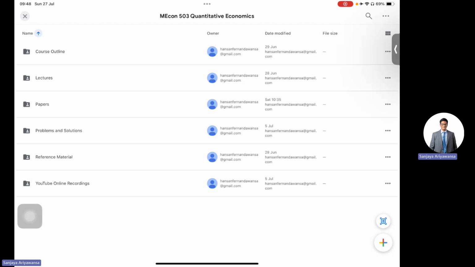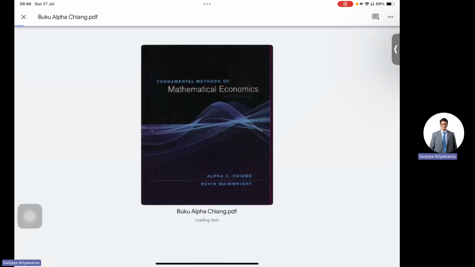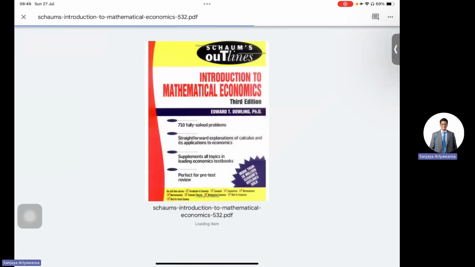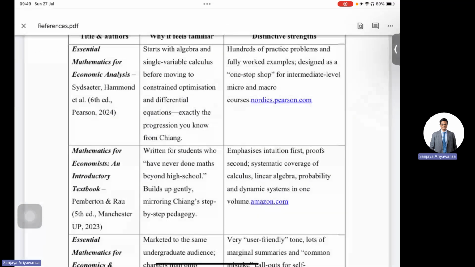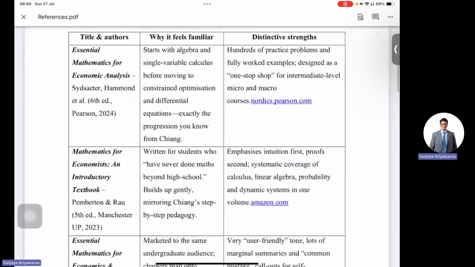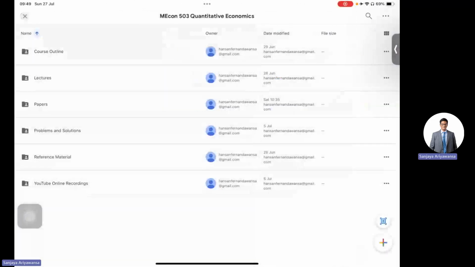And you find problems in the lecture note too. And you can find some problems in the reference material I've given, such as Alpha C. Chang's book. He gives a lot of problems in his book as well. And Schaum's Introduction to Mathematical Economics, that book will also have some. And I've also given another reference material PDF where you can find a few other references as well.